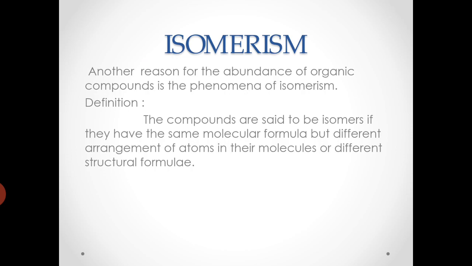The compounds are said to be isomers. Their molecular formula is the same, but the structural formula is different due to the difference in the arrangement of the atoms. So that's why their structural formula is different. This phenomenon is called isomerism.